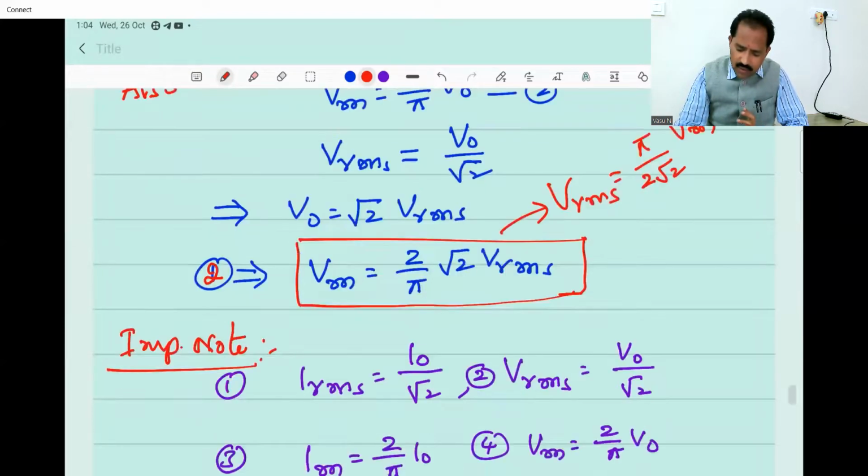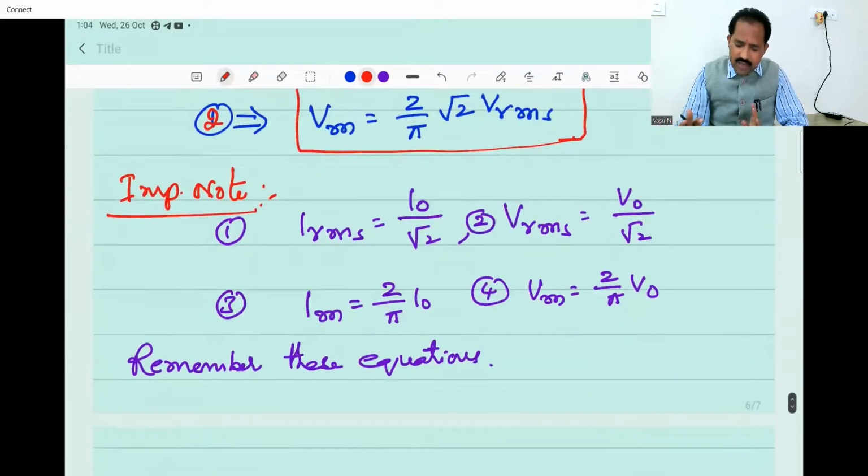There is an important note. What is it? I have written some important equations. IRMS is equal to I naught by root 2. VRMS is equal to V naught by root 2. Im is equal to 2 by pi I naught. Vm is equal to 2 by pi V naught. So remember these equations. If we know the equations we can solve problems and numericals, answer 2-mark questions, and write the relation if asked. So it may be asked as a 2-mark numerical, a 3-mark numerical, or a sub-point in 5 marks.